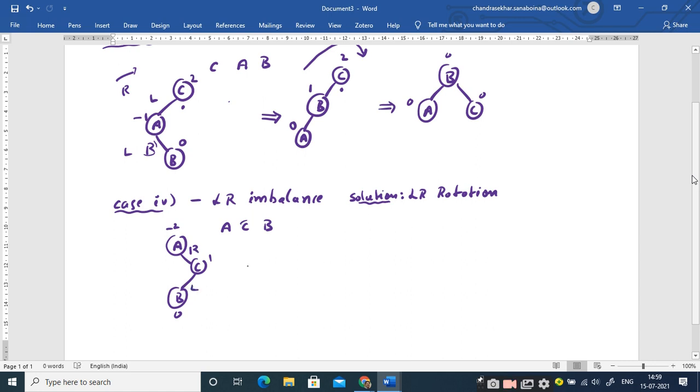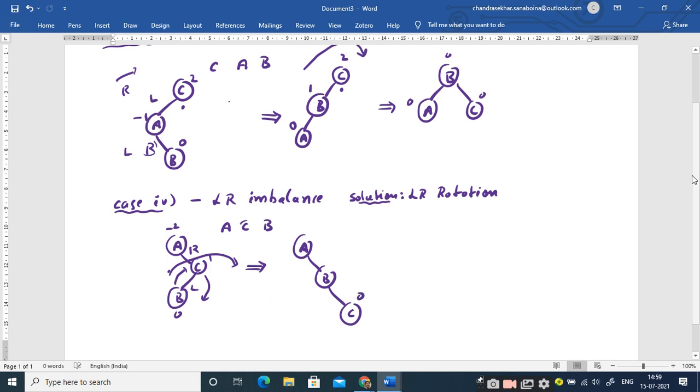So for this you have to apply 2 different rotations. First time you have to apply it to this C and B. Since the C and B are towards its left hand side, you apply the right side like this. So what happens if you apply the right rotation here? So the B will go up and C will come down. So it will become as A, B and C.